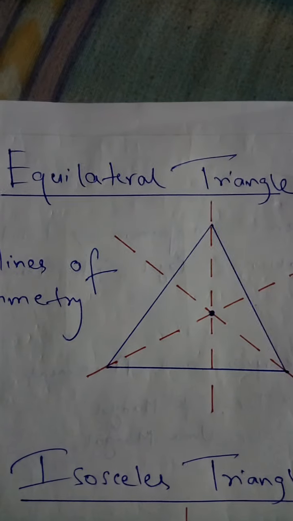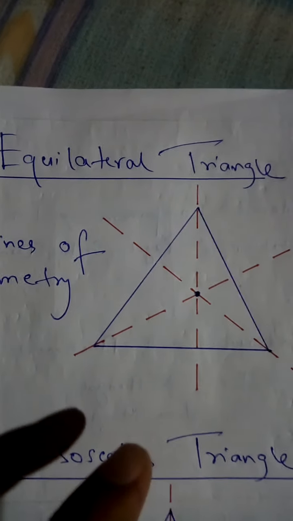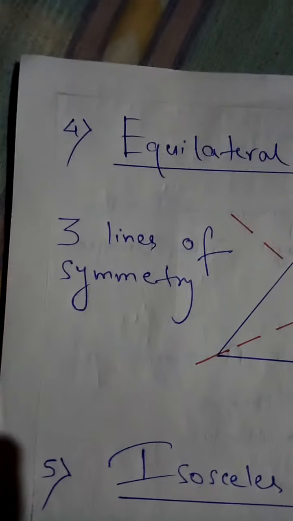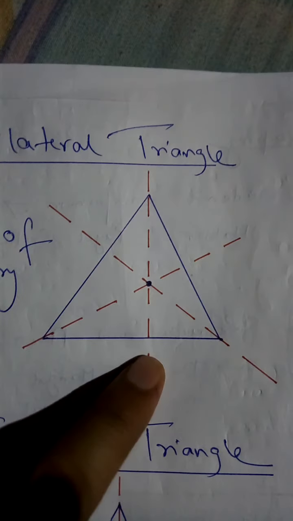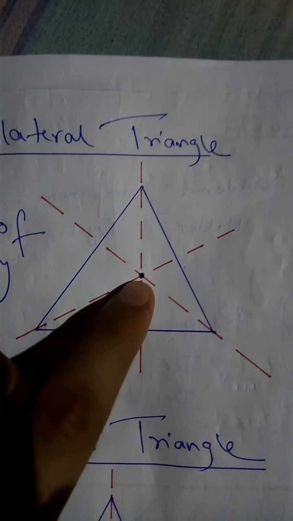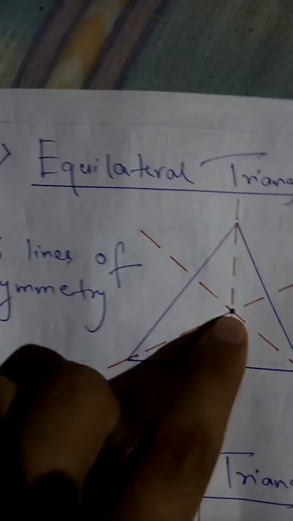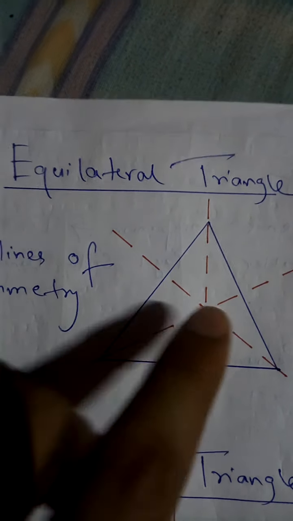Next one is isosceles triangle. Now what is the definition of isosceles triangle? A triangle having 2 sides equal is called isosceles triangle. It has only 1 line of symmetry, as you can see. This is an isosceles triangle. Okay, and here we have only 1 line of symmetry.